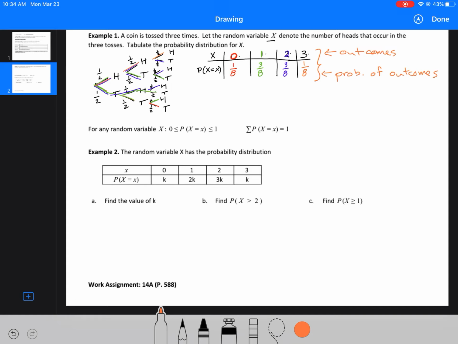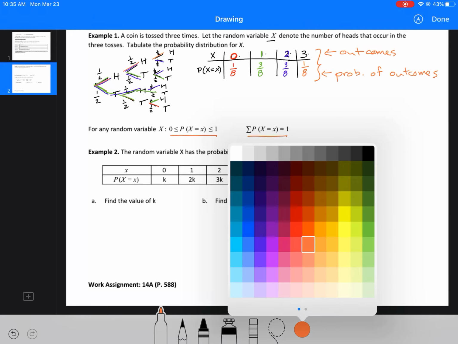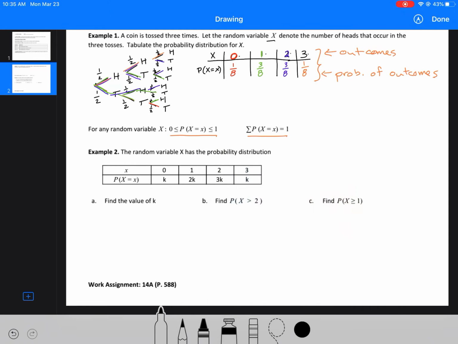For any random variable, the probability is always between 0 and 1, and the sum of all the probabilities is equal to 1. We're going to look at one more example, which is working backwards. We already know the probability distribution, and we're trying to find out some information about the individual probabilities for each outcome. In this example, the random variable X has a probability distribution shown below. The first thing that we're asked to do is to find the value of k.